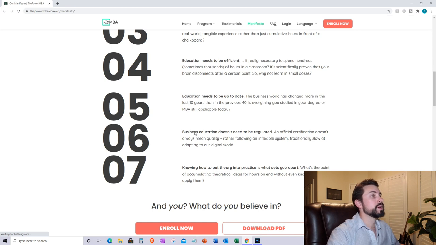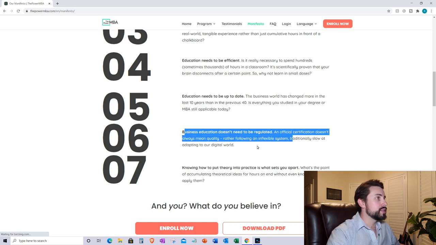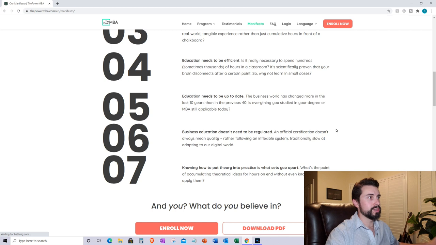So business education does not need to be regulated. Official certification doesn't always mean quality. An accreditation or certification doesn't mean that it's a quality program. That being said, it's hard to imagine any program out there that's just a complete scam that is accredited.